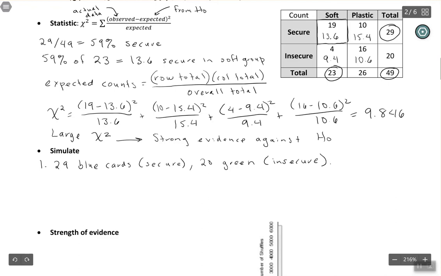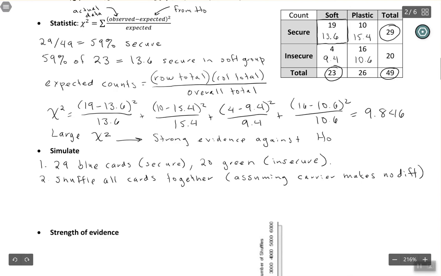So just like before, we're representing the response variable, and we're assuming basically that the response was going to be what it was going to be, right? Some babies were going to be secure and some insecure, and that the type of carrier actually had nothing to do with it. Okay, so we shuffle all the cards together, and we haven't labeled them as soft or plastic carriers. We're just shuffling everything together because as we're doing that, we're assuming that the carrier makes no difference.